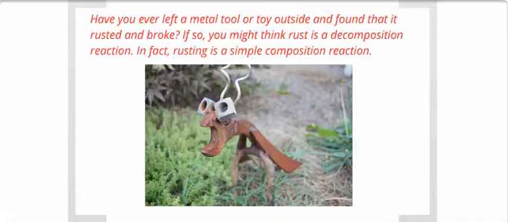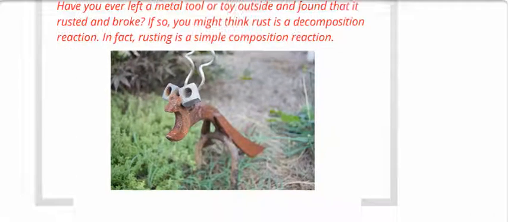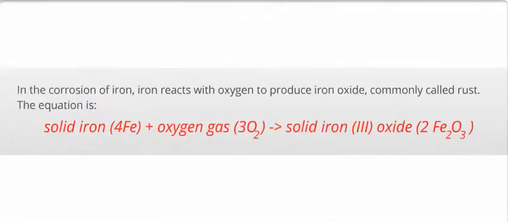Have you ever left a metal tool or toy outside and found that it rusted and broke? If so, you might think that rust is a decomposition reaction, when in fact, rusting is a simple composition reaction. In the corrosion of iron, iron reacts with oxygen to produce iron oxide, which is commonly called rust. So, the equation is: solid iron and oxygen gas produce solid iron(III) oxide.